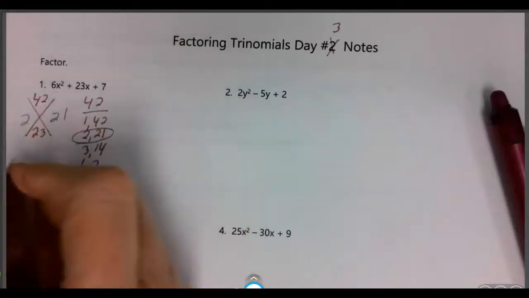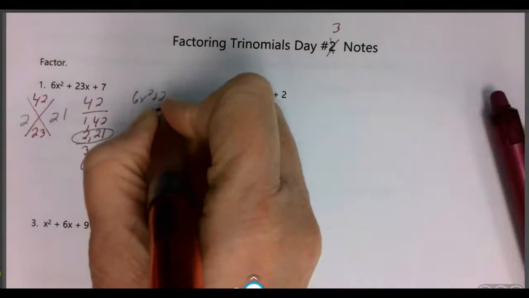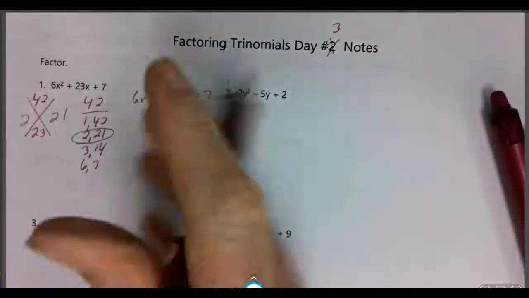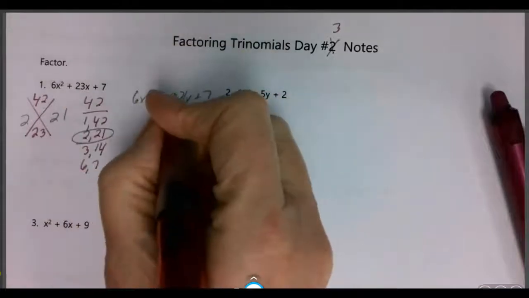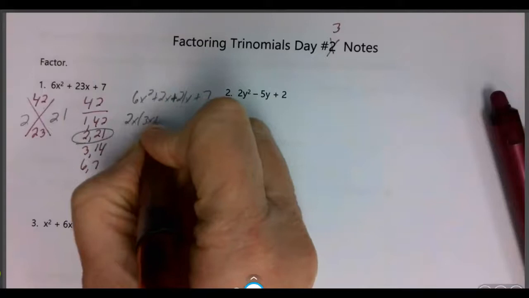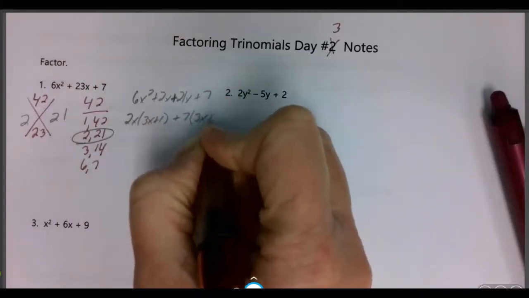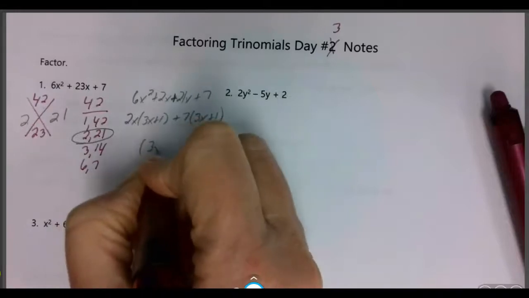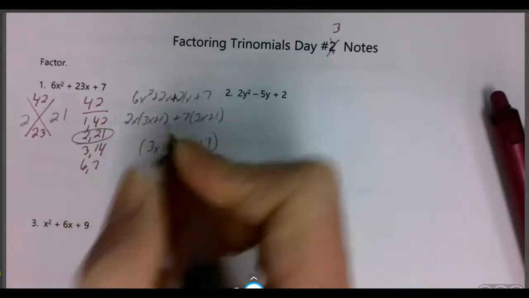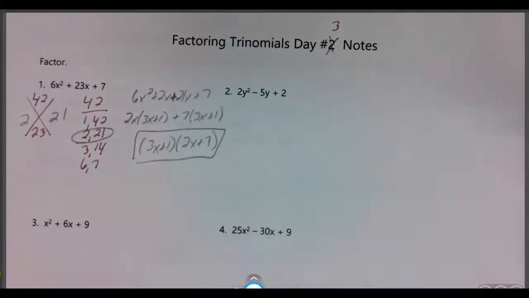Now we're going to write it in expanded form. So we have 6x squared plus 2x plus 21x plus 7. I'm going to factor by grouping now. So I'm going to take a 2x out here, and I get 3x plus 1. Take out a 7 here, and I get 3x plus 1. So I get 3x plus 1 and 2x plus 7. Good.